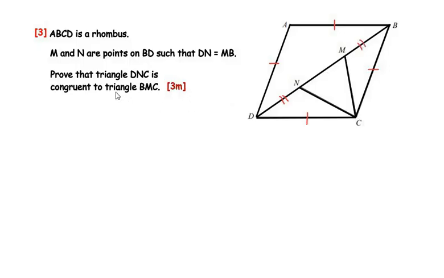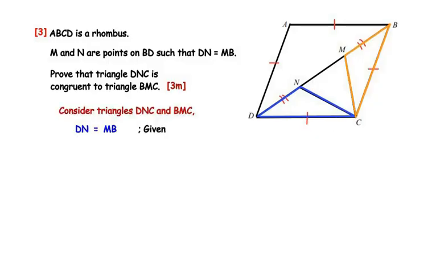We have to prove that the triangle DNC, that is this triangle, is congruent to triangle BMC, that is this highlighted triangle. So let us consider these 2 triangles and write here. Consider the triangles DNC and BMC, and in these 2 triangles the length DN of this triangle is equal to length BM from this triangle as it is given over here in the question.